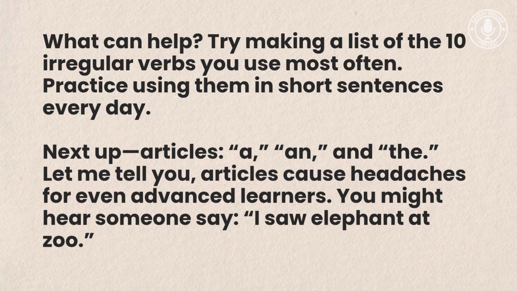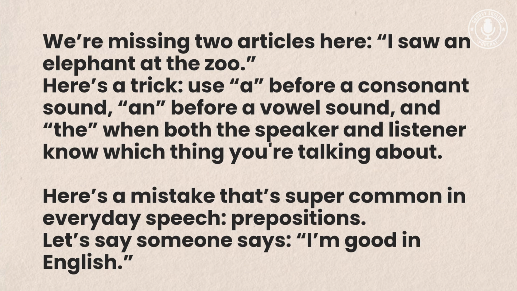Next up, articles: a, an, and the. Let me tell you, articles cause headaches for even advanced learners. You might hear someone say, "I saw elephant at zoo." We're missing two articles here. "I saw an elephant at the zoo." Here's a trick. Use a before a consonant sound, an before a vowel sound, and the when both the speaker and listener know which thing you're talking about.